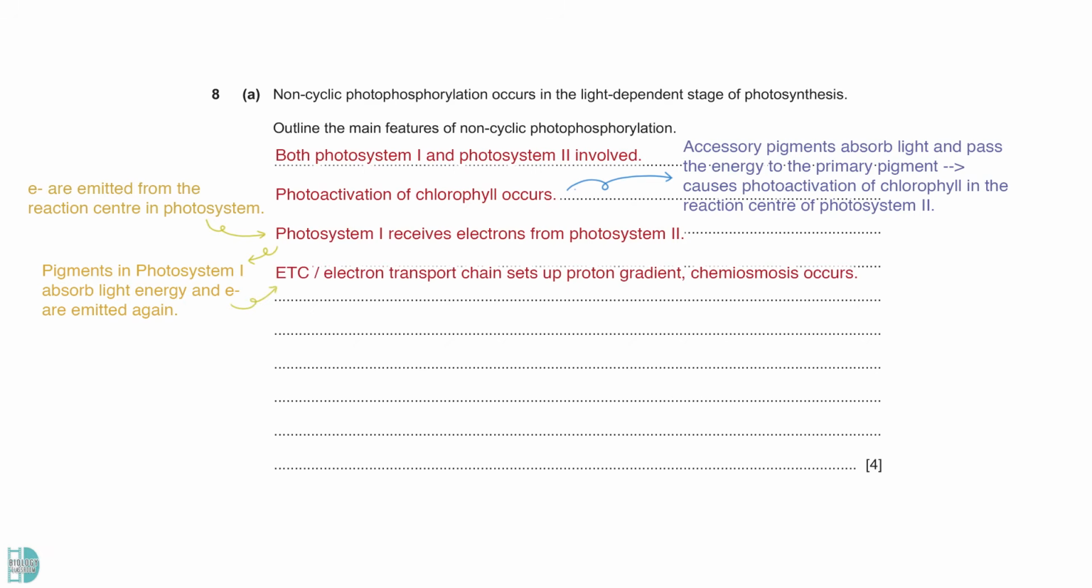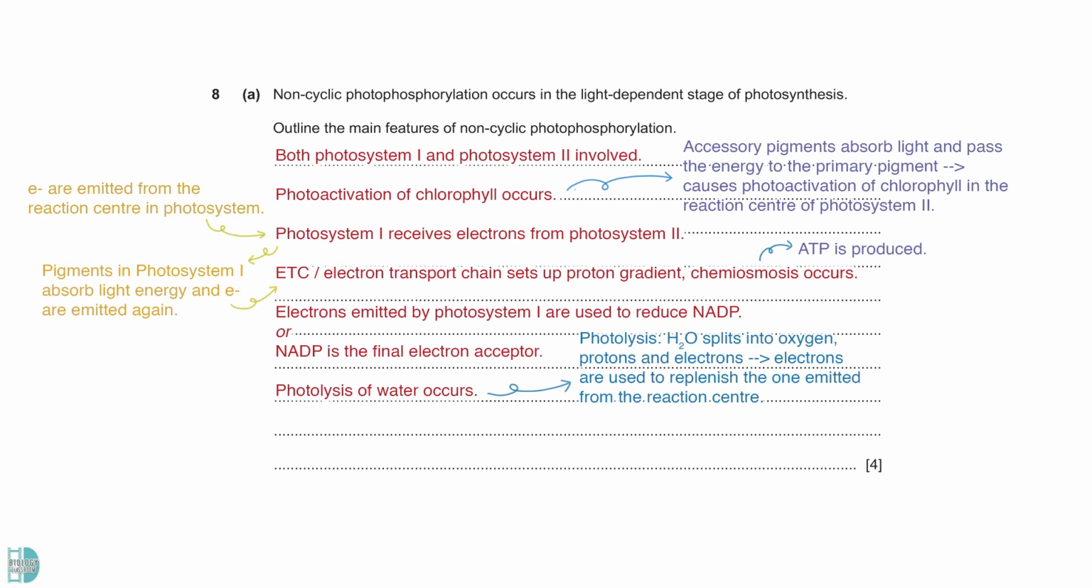The electrons will then pass along the ETC. The electron carriers use the energy lost by the electrons to set up a proton gradient. Chemiosmosis occurs and ATP is produced. The electrons emitted by photosystem 1 are used to reduce NADP. In other words, NADP is the final electron acceptor.